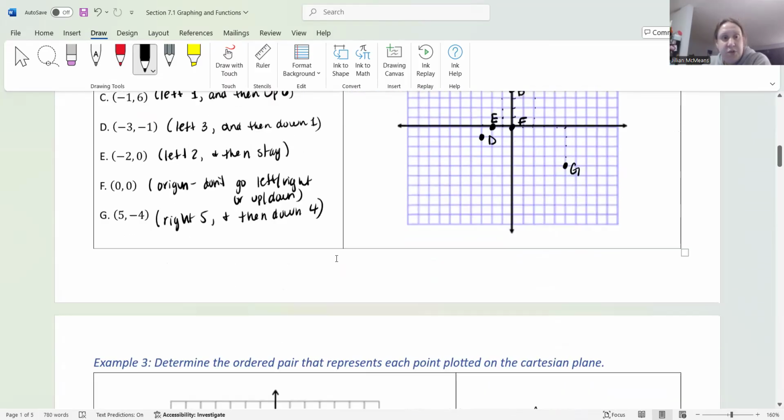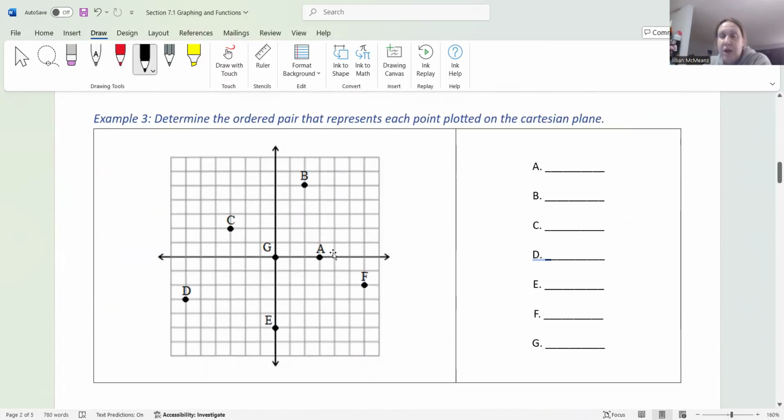Now that's example 2. Let's look at example 3. So it is also important to be able to take information from a graph, okay? So in this example, we have some points that have been labeled and plotted, so plotted and then labeled, I should say. What we want to do is find the ordered pair that represents that location, okay? So example 3 says, determine the ordered pair that represents each point plotted on the Cartesian plane.